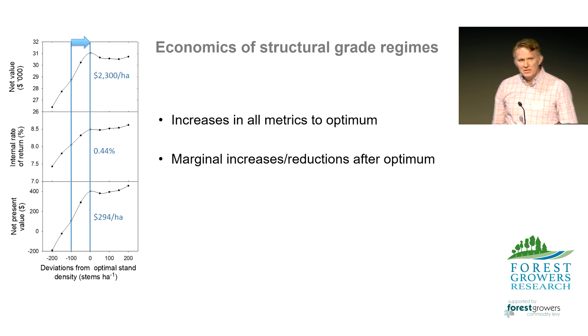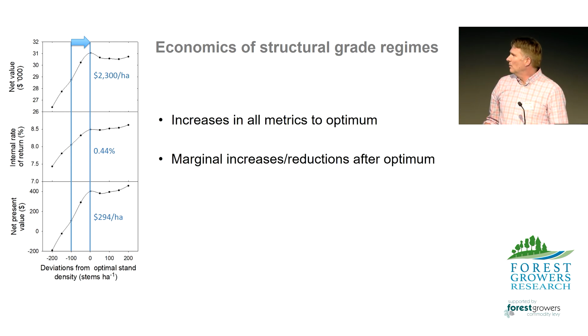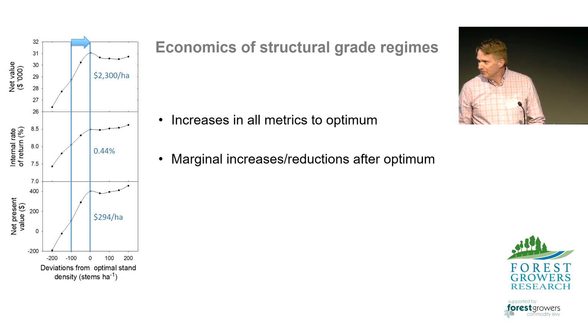So what does this actually mean to the average grower? I guess what we're saying from this work is that if you shift your final crop stocking 100 stems per hectare, which is quite conservative because we actually worked out it was a bit more than that when we reran the model and got a slightly higher optimal stocking, then you'll be getting $2,300 a hectare more net value out of the stand. Internal rate of return will go up almost 0.5%, and net present value will increase by $294 a hectare.